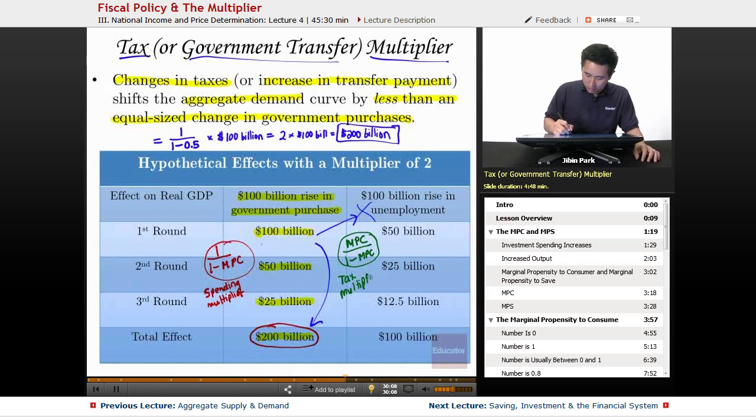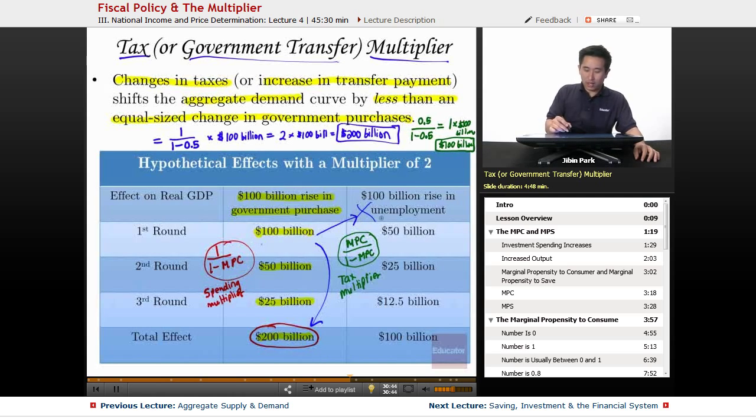So we determined here that the multiplier is 2, and so the MPC was actually 0.5. Let's calculate 0.5 divided by 1 minus 0.5, and that one's really easy. It equals 1, times $100 billion. What impact is it going to have? It's going to have a $100 billion impact.